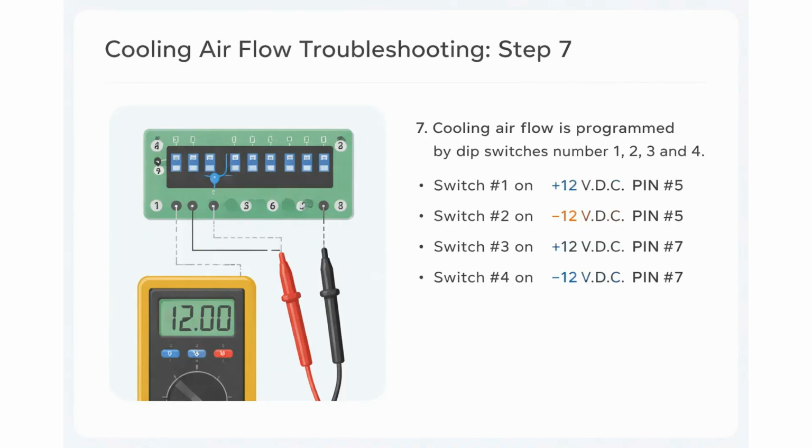Cooling airflow is determined by dip switches 1 through 4. Switches 1 and 2 set the tonnage and send signals via pin 5. Switches 3 and 4 set the CFM per ton and communicate via pin 7. You need 24 volts AC at the board for this test.